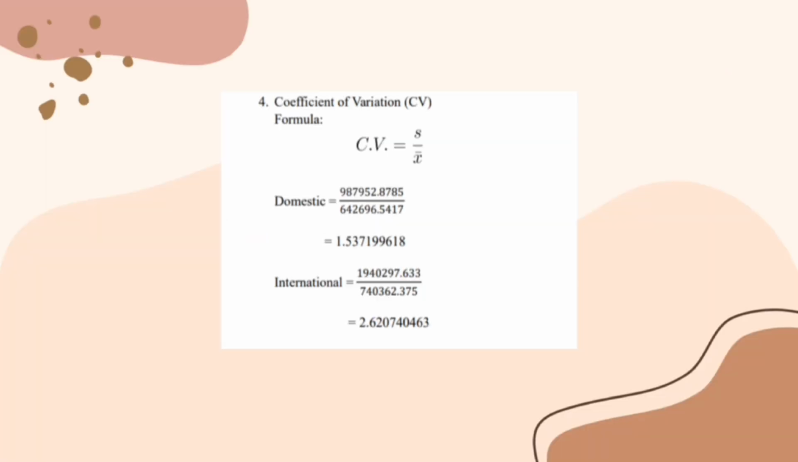And the last one is to calculate the coefficient of variation. It is calculated by dividing the standard deviation by the mean. Then we will get the answer as shown in these slides.